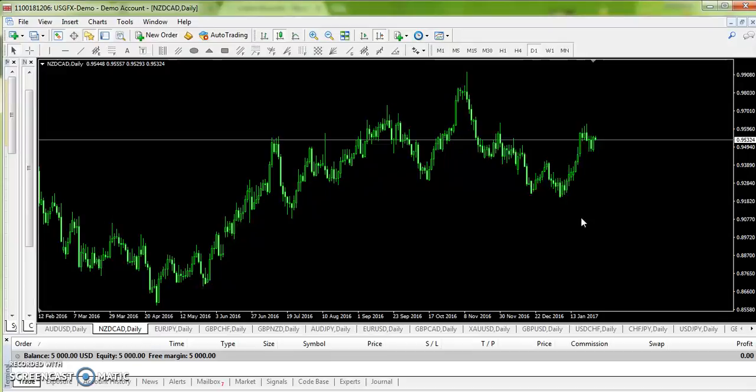So this was my trade with regard to New Zealand and Canadian dollar.